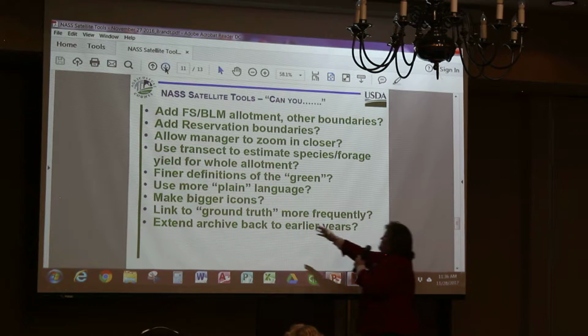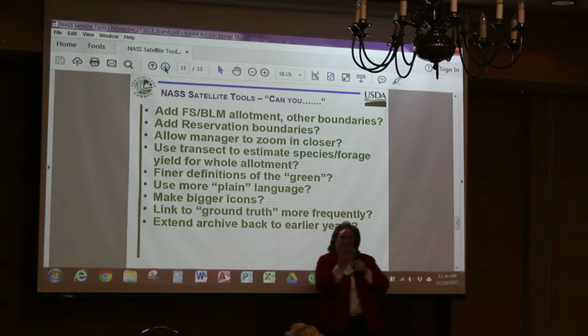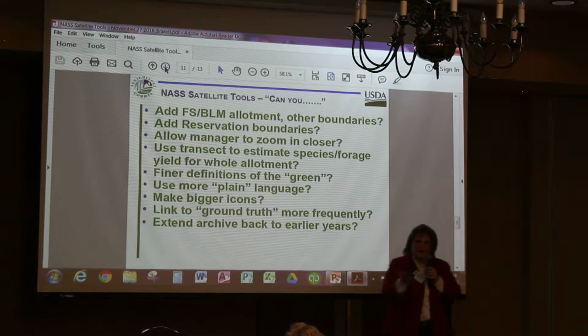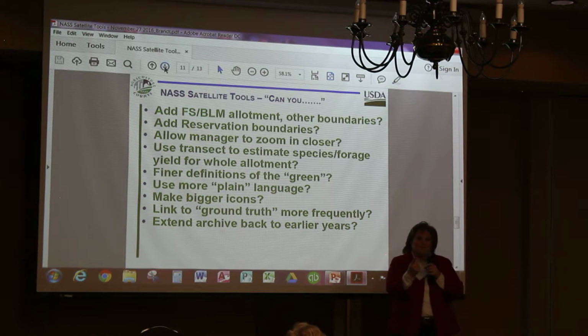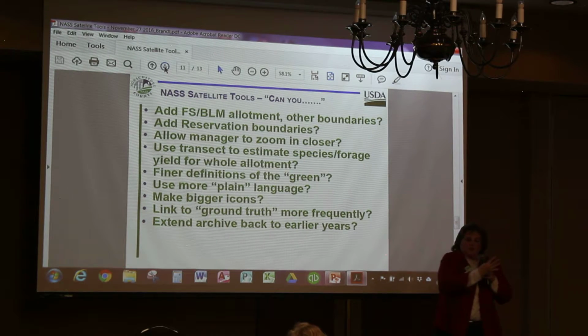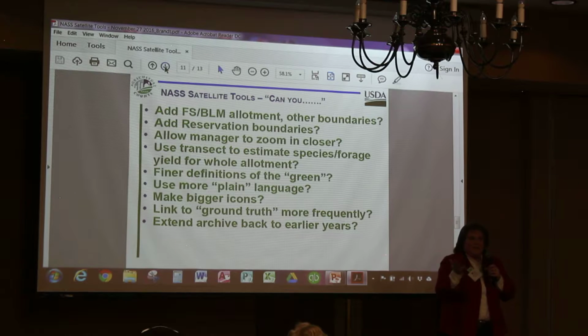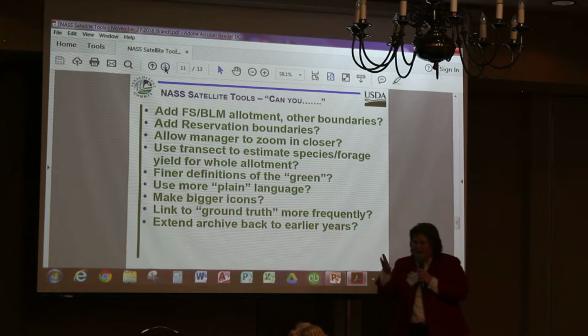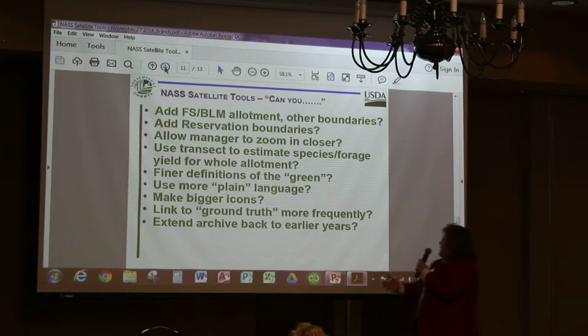Can we use more plain language? There's actually 4 different index satellite data sets you can use, NDVI, and 2 or 3 others. I don't know what they all mean. I don't really care. I want to know what it is telling me so I can make a decision based on what I'm seeing. So we need to use more plain language.